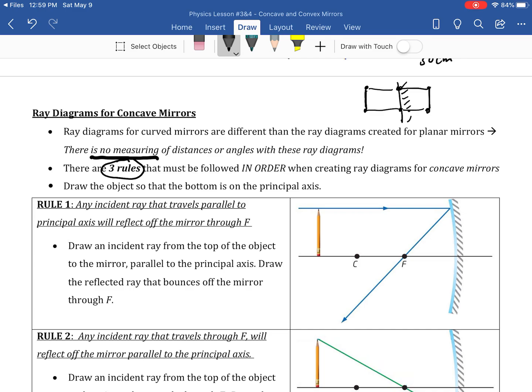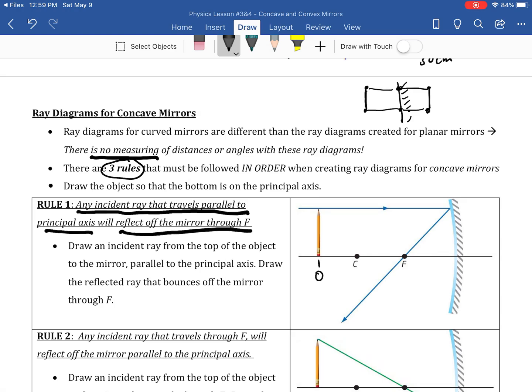There are 3 rules that you have to follow in order to create ray diagrams for concave mirrors. Normally I have colored pencil crayons to draw this in the classroom, but I'm just going to have to do my best here, okay guys? There are 3 rules that must be followed in order for this to happen. Rule number 1, any incident ray that travels parallel to the principal axis reflects back through the focal point.